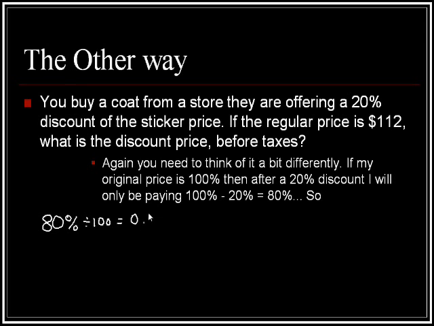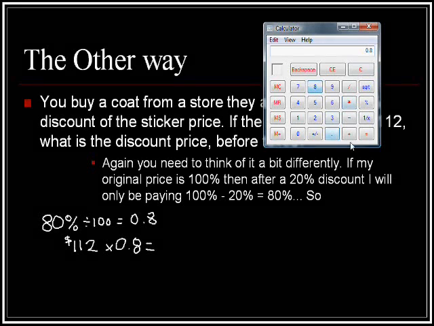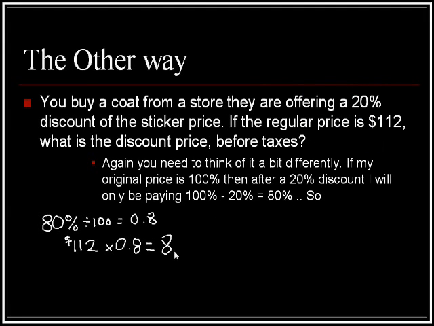Our original price is $112 times 0.8 equals, 112 times 0.8 equals, same thing again, 89.6. 89.60, because remember, we're dealing in cash. So 89.60. So that's the end of this presentation.